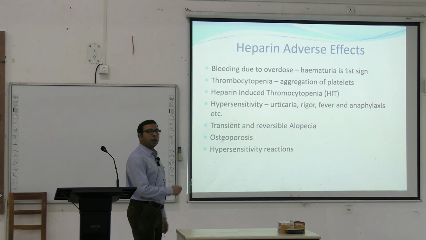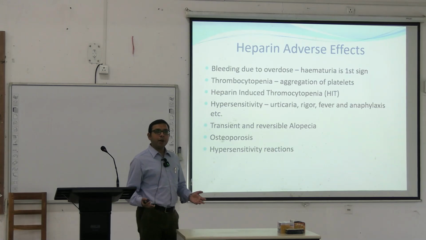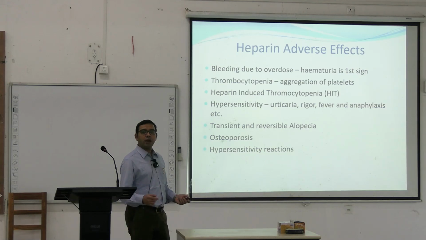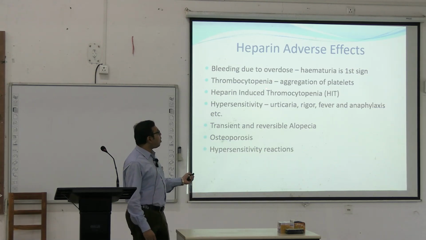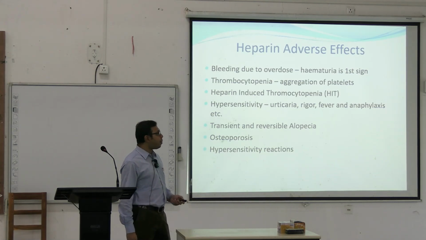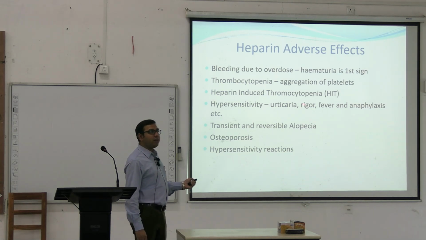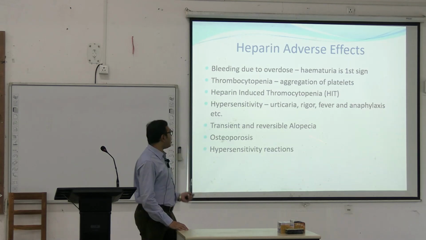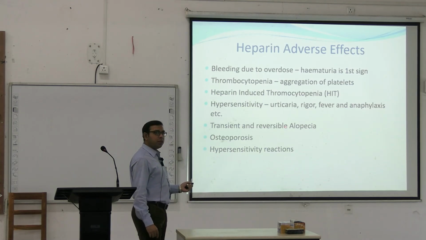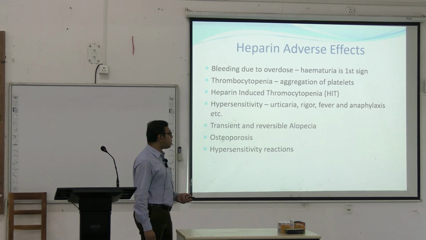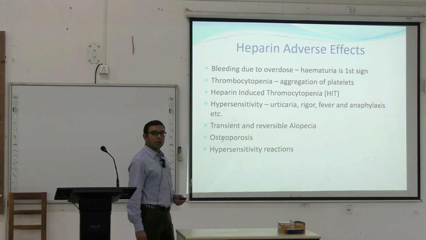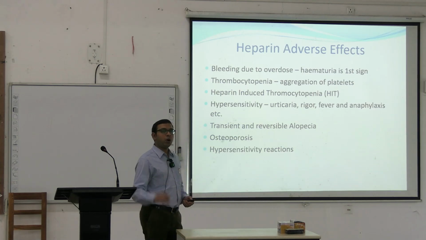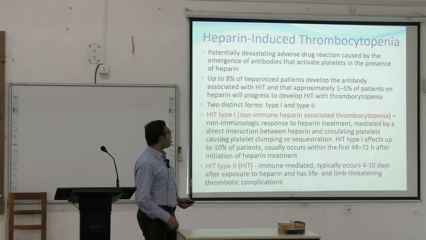Adverse effects: bleeding due to overdose or due to unpredictability if we are using the unfractionated heparin. Hematuria is the first sign, that is blood in the urine. Thrombocytopenia may happen, aggregation of the platelets, and the one dangerous thing with heparin is the heparin induced thrombocytopenia. That can also happen. Hypersensitivity may happen in some of the cases. Transient and reversible alopecia can happen. Osteoporosis, bone fragility, that can happen if we are using heparin for a long period of time. Hypersensitivity reactions we have already seen.